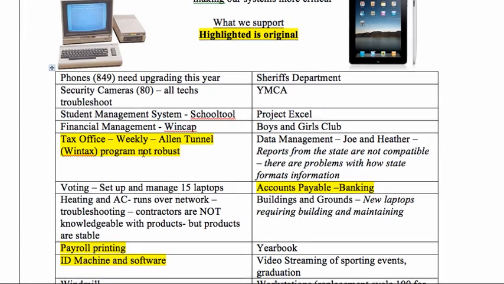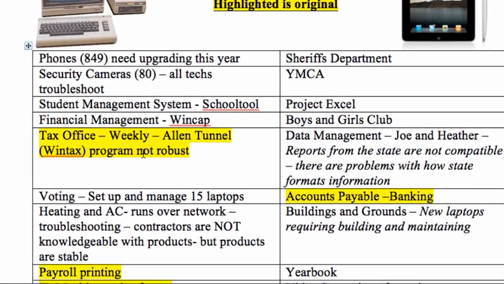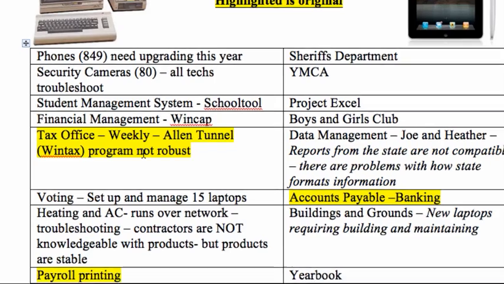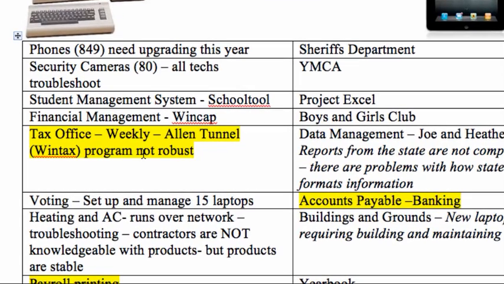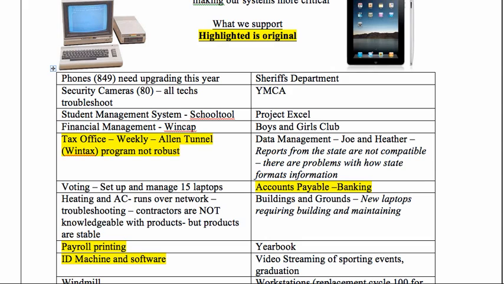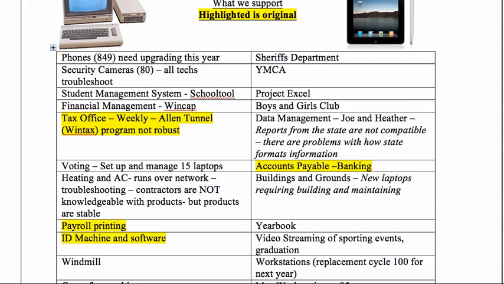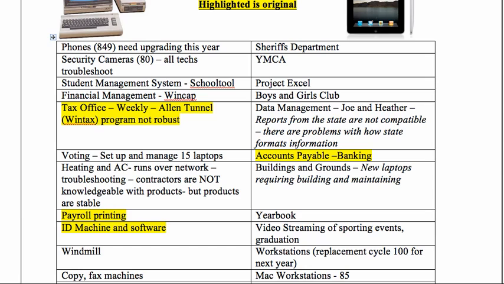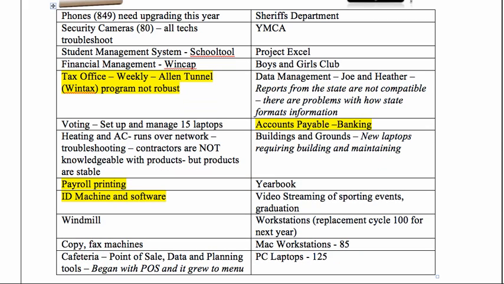But a lot of the growth has occurred in the administrative computing environment. Number one is phones. We have 849 phones, and this year we will be upgrading the infrastructure for those phones. Usually every 7 years you need to upgrade the infrastructure. Security cameras are new. Our student management system, School Tool, is something that the Technical Services Department supports, and now we are supporting some of the data with the current cuts.